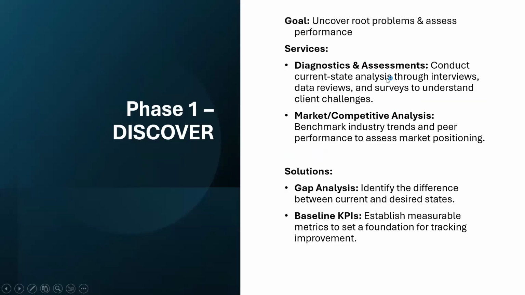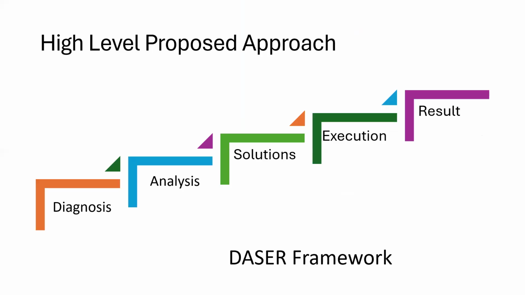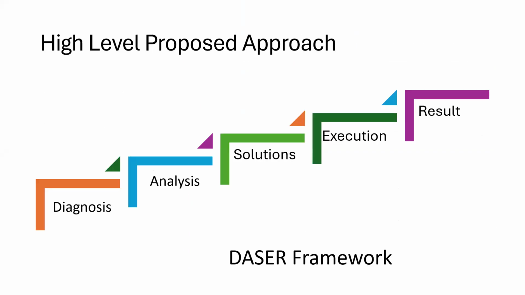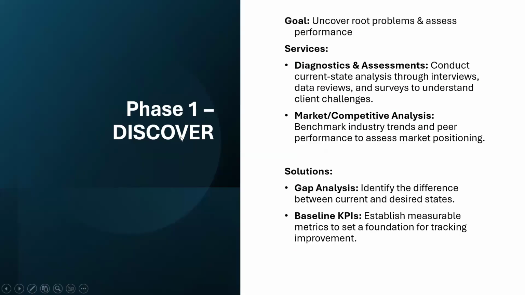So for our phase 1, what is the goal of phase 1? The discovery phase. It is to understand the root cause. That's the goal of discovery. So for the beginning of every assignment, your discovery phase, you may call it a different name. I mean, we called it a different name. We call it diagnosis. But for this assignment, I'm using discovery, design, deliver, and drive. Okay? So the discovery phase, phase 1, is to find out the root problem.